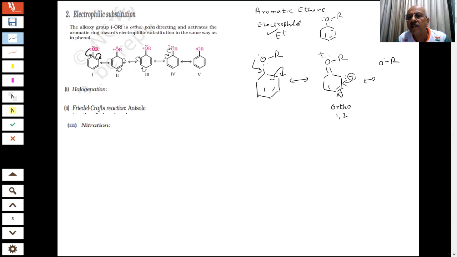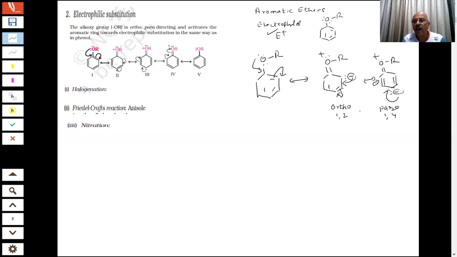And the result of this, students, what happens? As you can see, this becomes double. This becomes negative. And now, similarly, there will be one more. We have shown this here. See how many possible structures are there. They have been shown here. So this is a para position, 1, 4. What is the result?